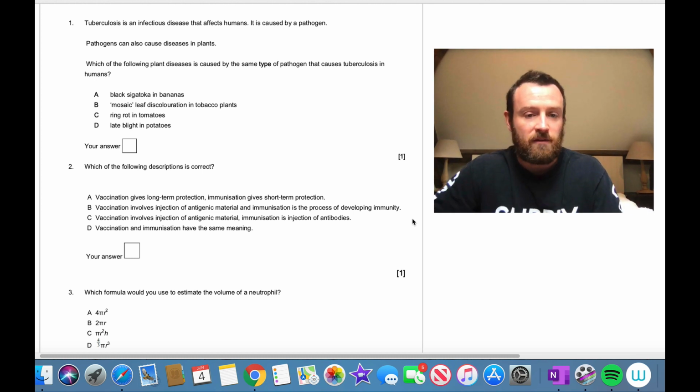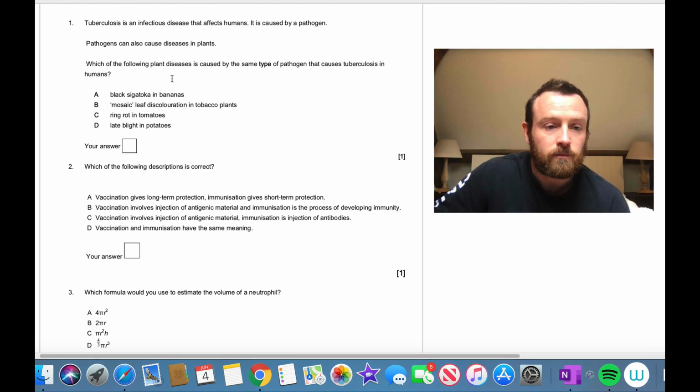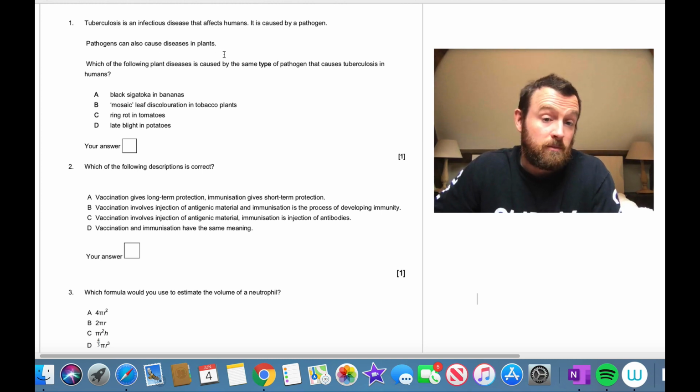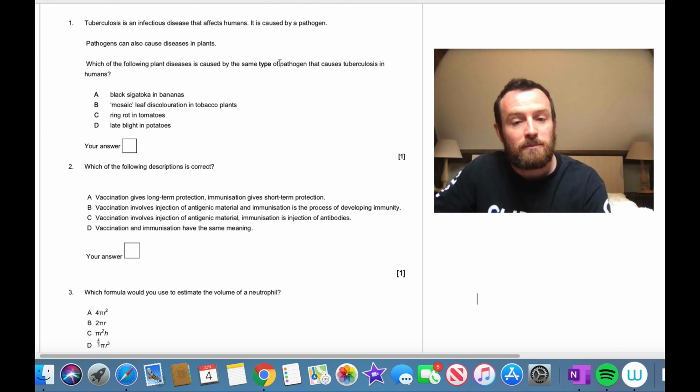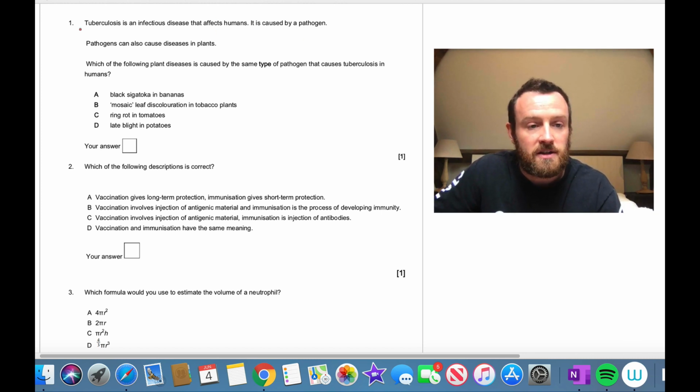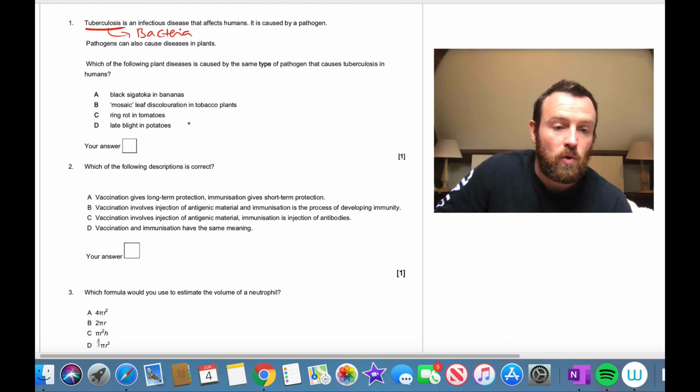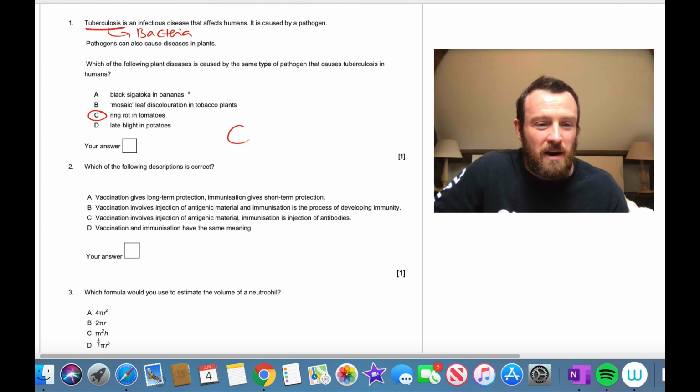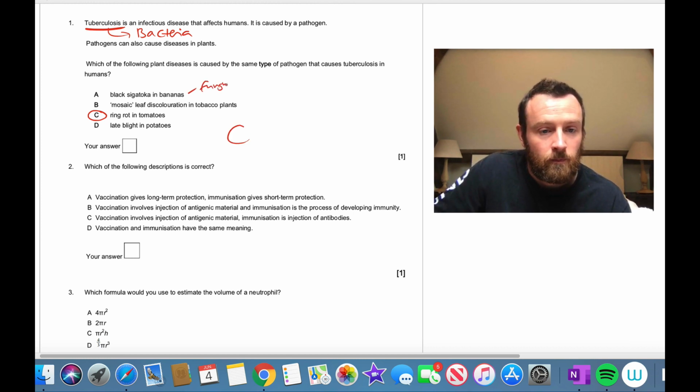Tuberculosis is an infectious disease that affects humans. It is caused by a pathogen. Pathogens can also cause disease in plants. Which of the following plant diseases was caused by the same type of pathogen? Okay, so tuberculosis is caused by bacteria, so that's the first thing you need to know. So which plant disease is also caused by bacteria? And this one is ring rot, that one, C. This one is caused by a fungus. Mosaic, that's tobacco mosaic virus, V for virus. Late blight is actually a protist. So the answer is C.